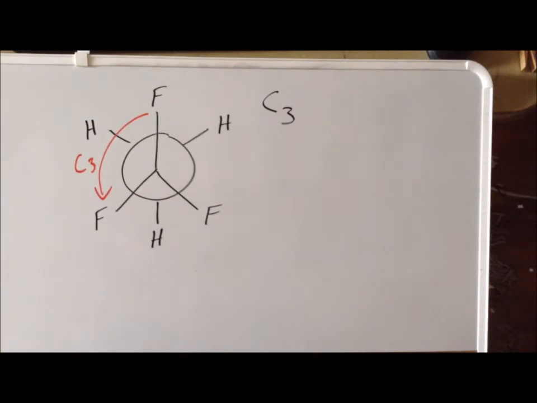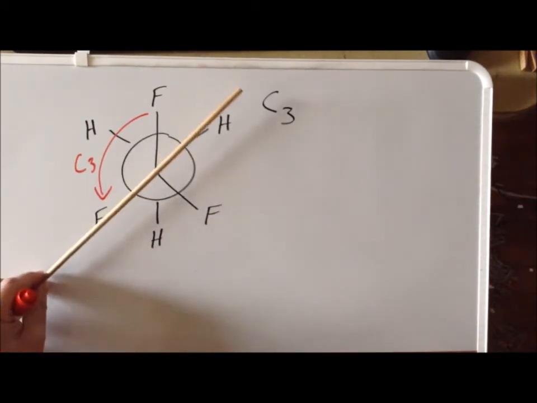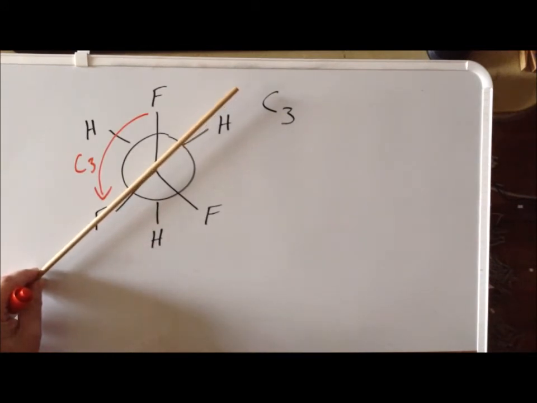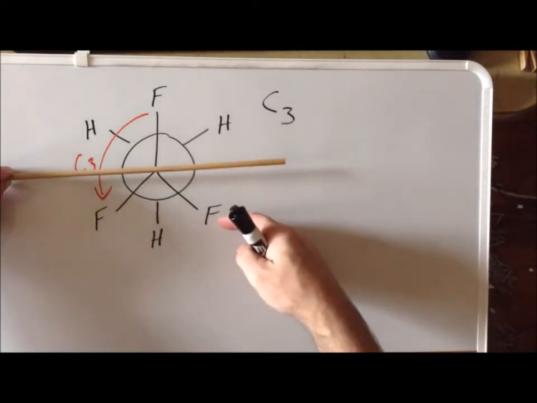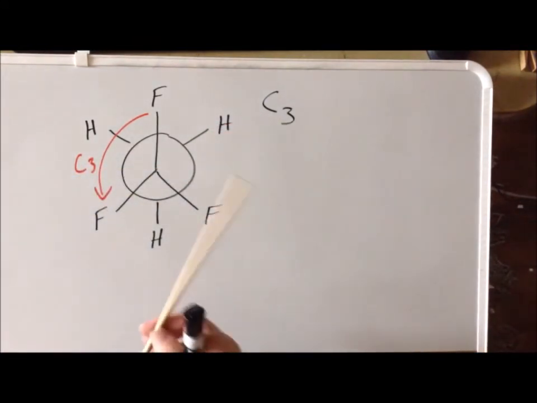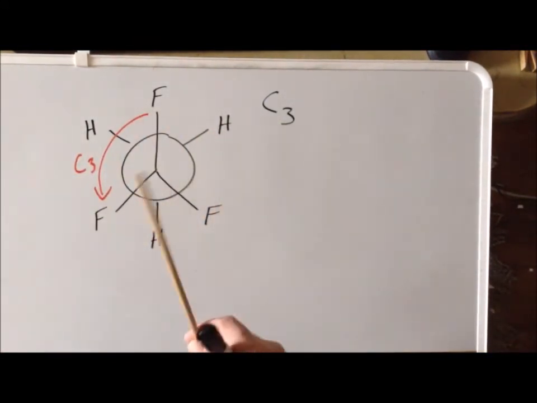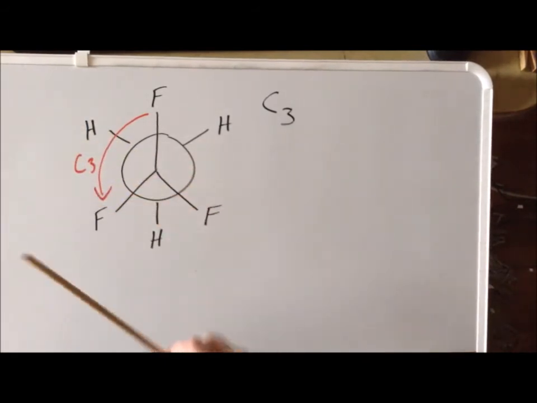Next, we wanted to look for C2s, and I would look for C2s in any of the places I might have normally found them before. Any C2 rotation in these kinds of directions would take the fluorines in front to the back, and I know that in the back I only have hydrogen atoms, so there are no C2s that are going to be perpendicular to our C3.